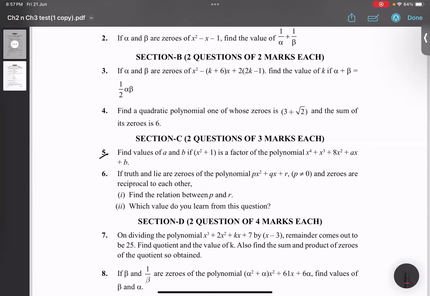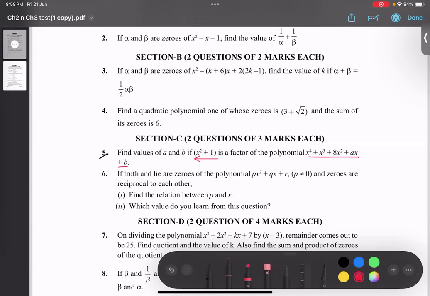So in question number 5, find the value of a and b if x square plus 1 is a factor of the polynomial, this one. Now, one thing is I could have used the factor theorem. Factor theorem says that whatever the number is, keep it equal to 0 and find out the value of x. But the problem is, this is not possible. Root minus 1 is not possible.